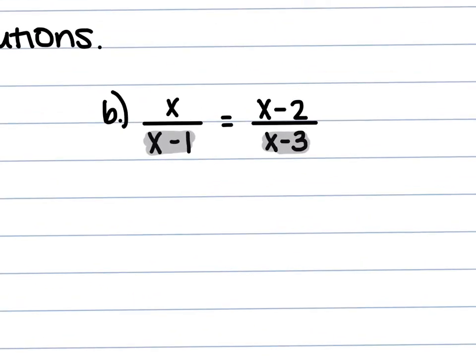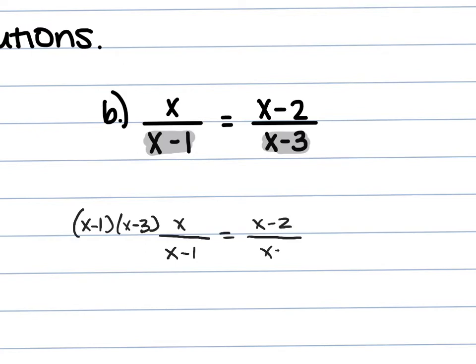So this one over here, the first one, is going to be multiplied by x minus 1 and x minus 3. That's times the x over x minus 1. And the one on the right, this x minus 2 over x minus 3, will also be multiplied by x minus 1, x minus 3. Whole point of this is to get rid of what's in the denominator. And this is how we do that. Now, what gets left over, we're going to have to check that.